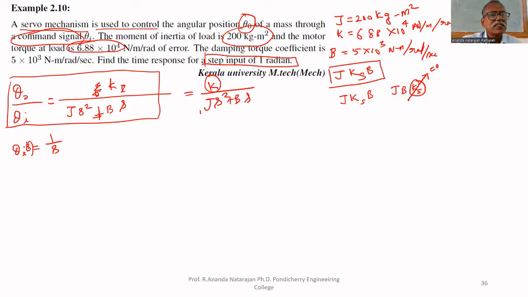Again, let us read the question. A servo mechanism is used to control angular position of a mass through a command signal theta I. The moment of inertia of load is 200 kg meter square. The motor torque at load is 6.88 into 10 power 4 Newton meter per radian of error. The damping torque coefficient B equal to 5 into 10 power 3. Find the time response. Neither open loop nor closed loop is mentioned.